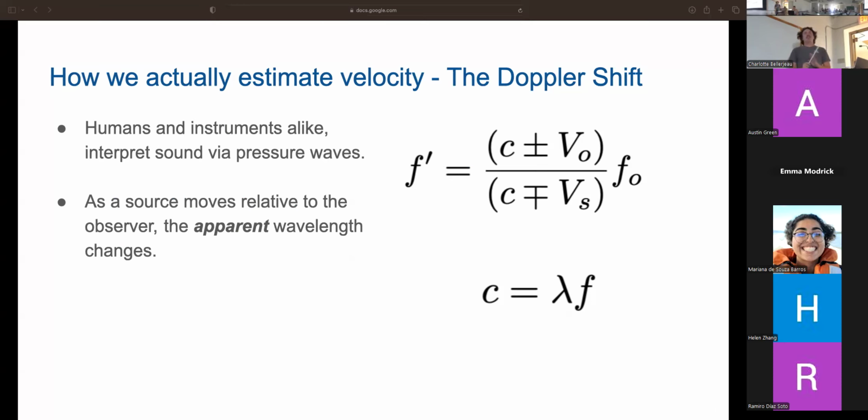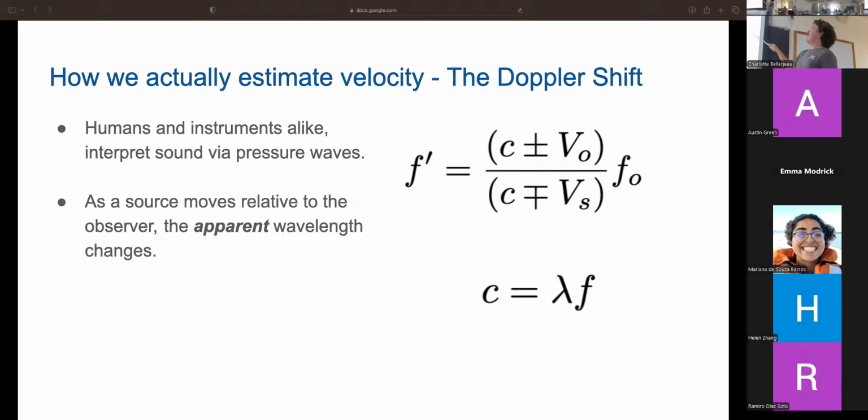So we care about the apparent wavelength of sound. As the source moves relative to us, the apparent wavelength changes. And if we use our phase velocity relationship, if our apparent wavelength changes, our frequency has to compensate, because we're assuming C is a constant. It's not, but in this case we do.